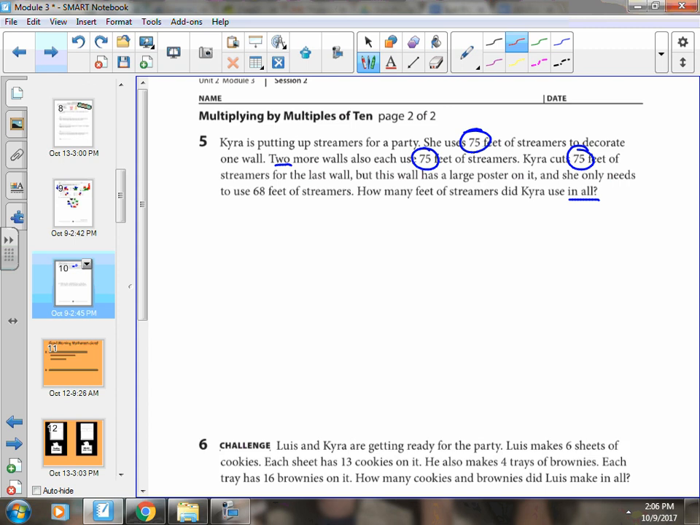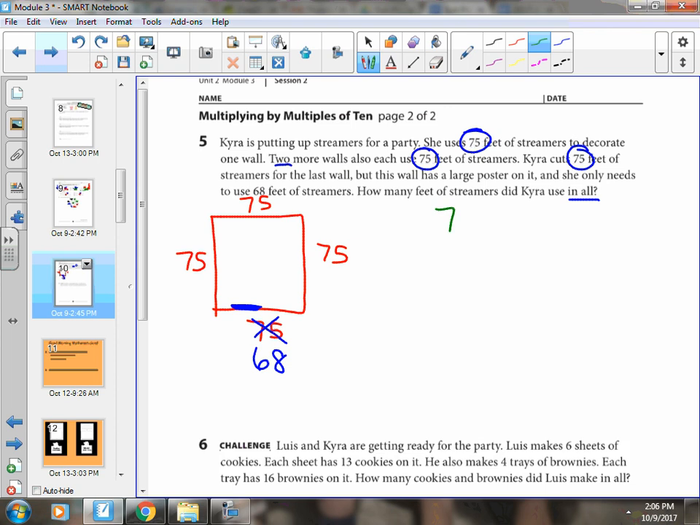Now, it must be a square room. And if it were a square room, it would be 75 plus 75 plus 75 plus 75. But they're saying that there's like a poster on the wall, which means I don't need streamers there. And instead, that wall only needs 68. So if you can picture it, that's really what we're doing. So we don't need to do 75 plus 75 plus 75 plus 75. We need to do 75 plus 75 plus 68.